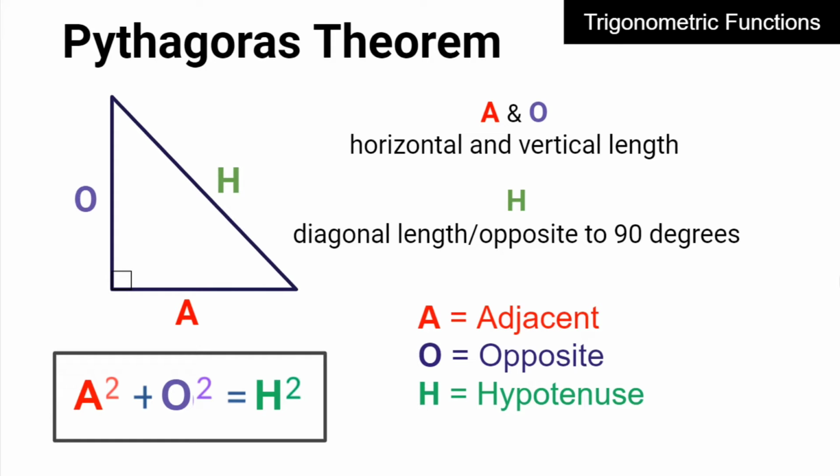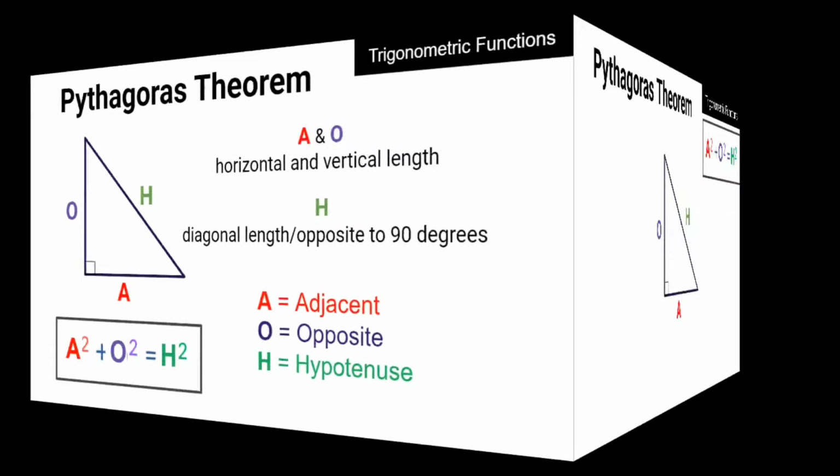Now, normally in the basic formula, a and b were the horizontal and vertical lengths. But in this one, when we're dealing with trigonometric functions, there is a different way to analyze which one is the a and which one is the o. Moving on.